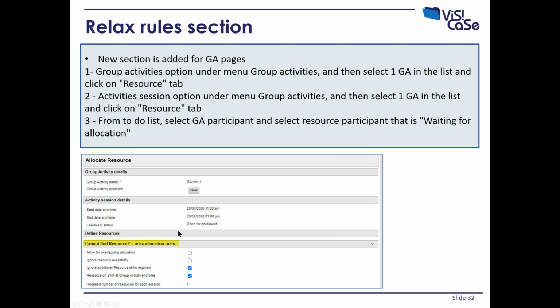So simply, this is similar to the other pages, for example, shifts and actions, where you can relax the allocation rules. On the group activity pages, when you are allocating the resources, you will see these allocation rules, which you can relax, and then the resources will be available for the allocation.